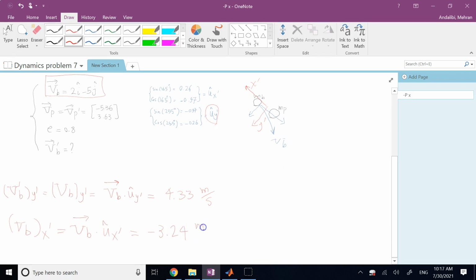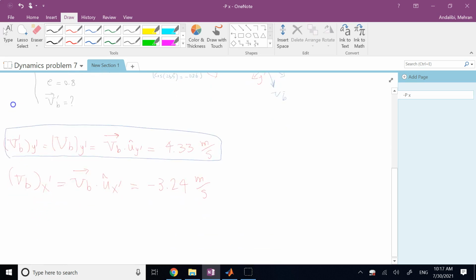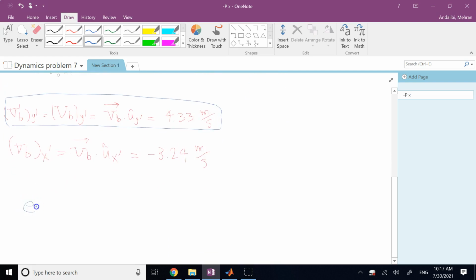There we go. So these are the components of velocity of the ball along x prime and y prime. Now this one is not going to change, so we found it already. We found that this component of it is not going to change. This x prime component does change based on the coefficient of restitution. The definition of coefficient of restitution is E is negative of relative velocity after impact to relative velocity before impact, but in the direction of what? Line of impact, which is x prime here.